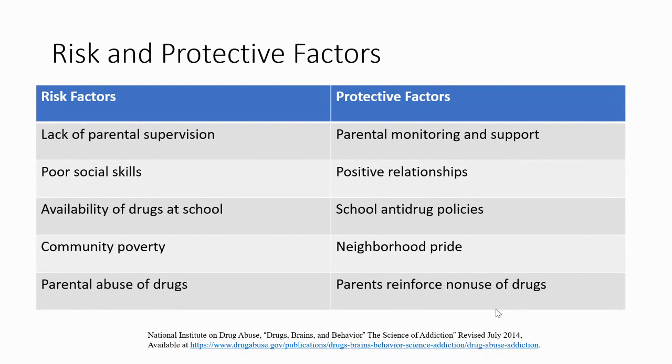Risk factors, again factors that make it more likely a person will turn to drugs, are lack of parental supervision, poor social skills, availability of drugs at school, community poverty, and parental abuse of drugs. Protective factors, which protect people and reduce the chances of using drugs, are parental monitoring and support, positive relationships, not only with peers but also adults, strong school anti-drug policies, a sense of neighborhood pride, and parents who reinforce the non-use of drugs.